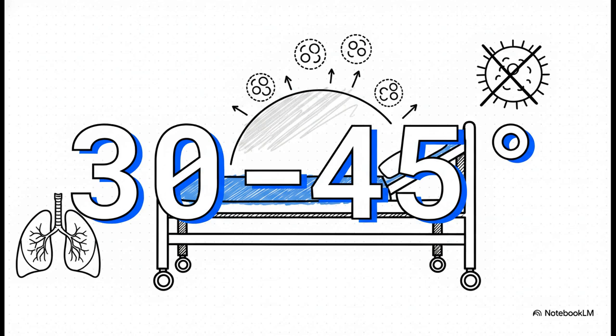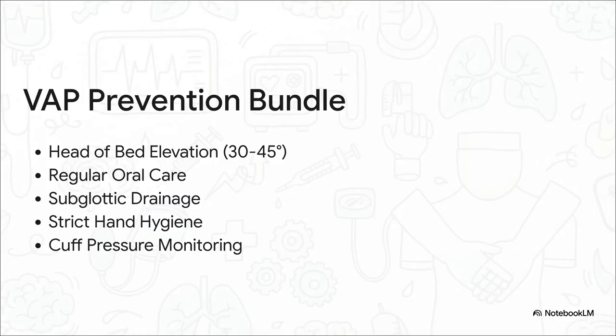The absolute most crucial number to burn into your memory for VAP prevention is elevating the head of the bed to 30 to 45 degrees. Maintaining that 30 to 45 degree angle simply uses gravity to physically stop gastric contents from traveling upward and microaspirating into the lungs. It's the cornerstone of the larger VAP prevention bundle.